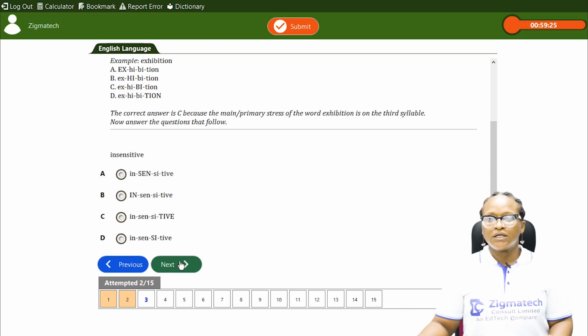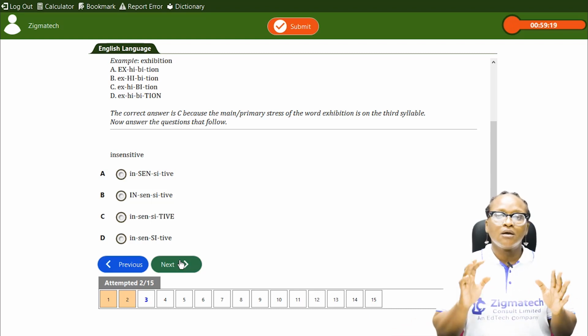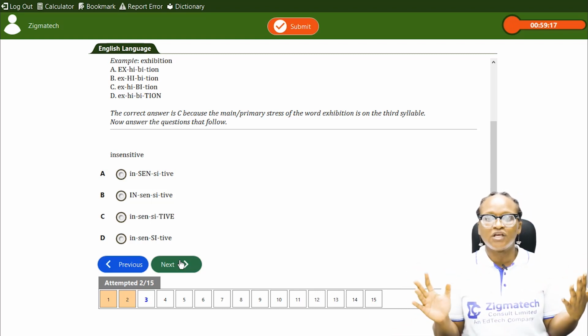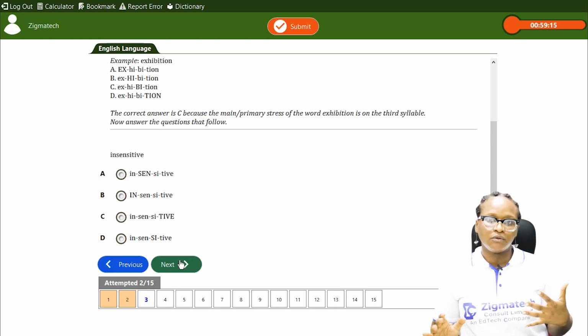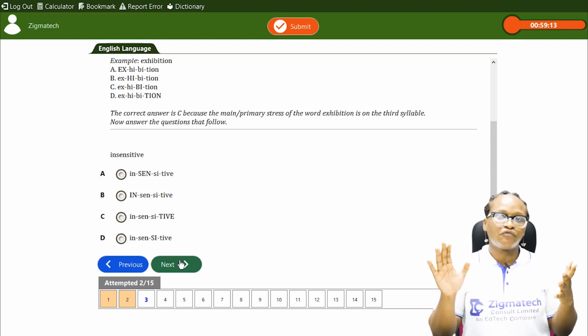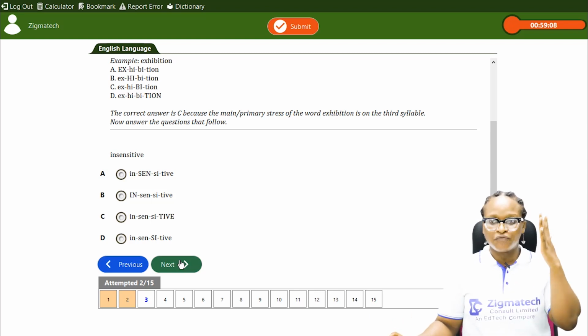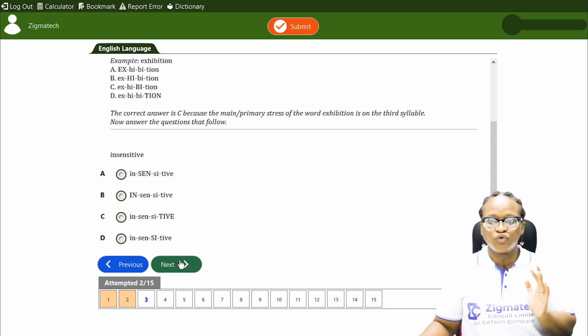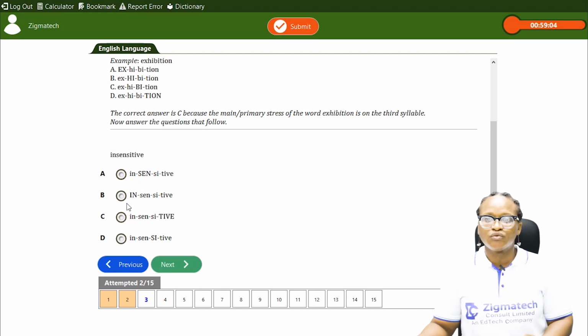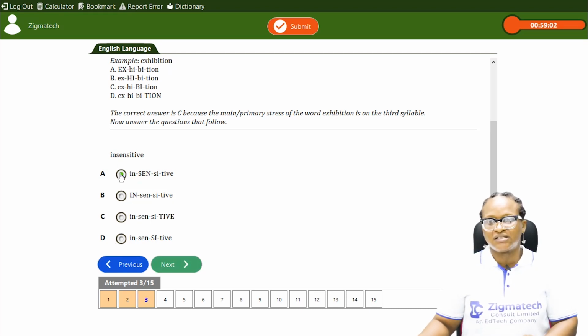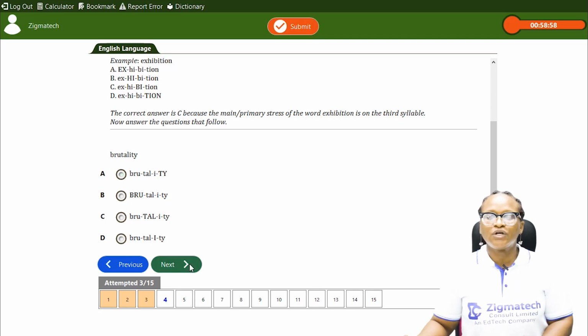Next is insensitive. Now, when you add a prefix to a word, naturally, words that end with T-I-V-E are stressed on the first syllable. Now, the presence of the prefix doesn't change it. It's still on that very syllable when there is no prefix. So my stress will be on what? Sensitive, insensitive.